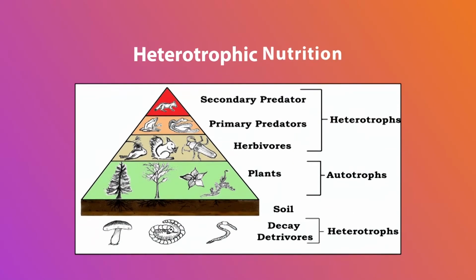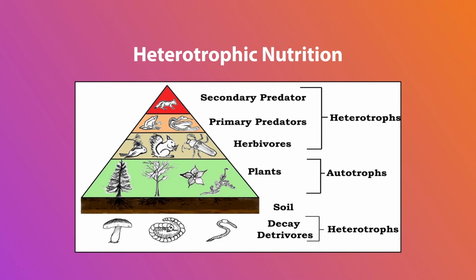Animals are all heterotrophic because they consume whatever plants produce. So here you can see in the pyramid also that plants are considered as autotrophs, but all herbivorous and predators, whether they are carnivorous, as well as the decay detrivores also, all come under the heterotrophic group.